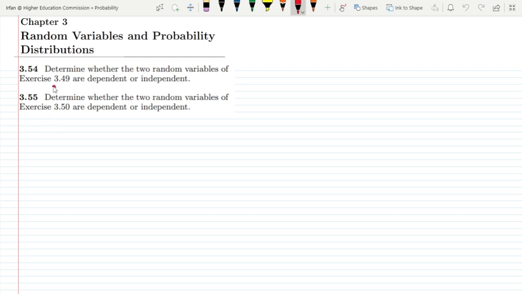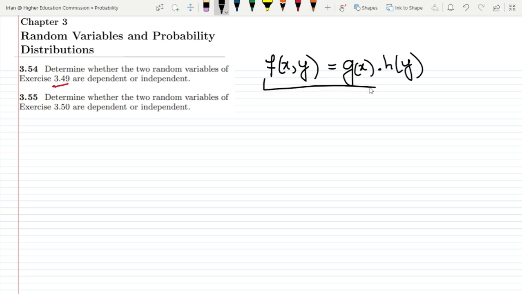Hello guys, this is question 3.54, in which we have to determine whether the two random variables of exercise 3.49 are dependent or independent. In order to see what is meant by dependent or independent: the two random variables are independent if and only if f of x,y, which is the joint probability distribution, is equal to g of x multiplied by h of y. If this condition holds for all values of x and y, then those random variables are independent of each other.